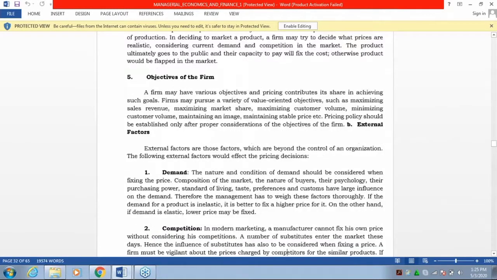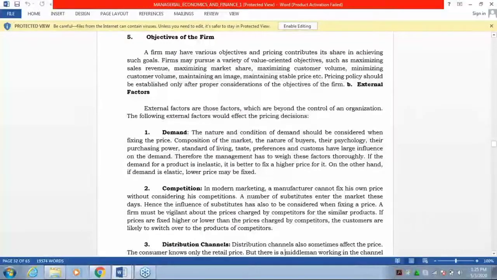Then when we are talking of the external factors, we can talk of demand. The higher the demand, the producer can use that avenue to increase the price. I think you get it. So the nature and the condition of demand should be considered when fixing the price. If the demand is very low, it's better the price of the product is reduced, is lower. But if the demand is high, that means there is no alternative. Even if there is an alternative, they have noticed the quality and the quantity of the product, so they may not have any alternative than to go for such a product. So the larger the demand, the better for the price tag for the producer.